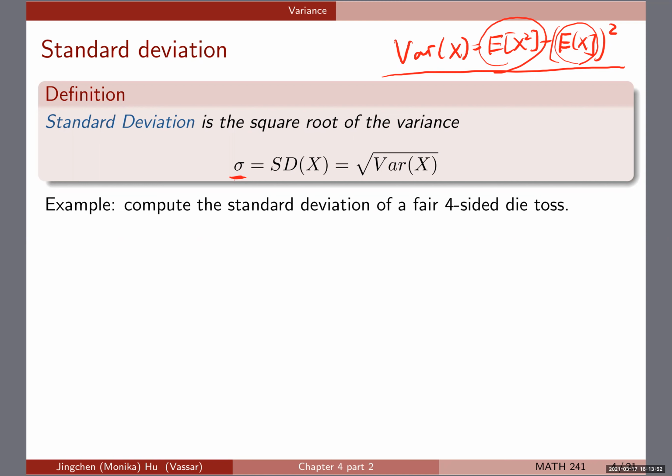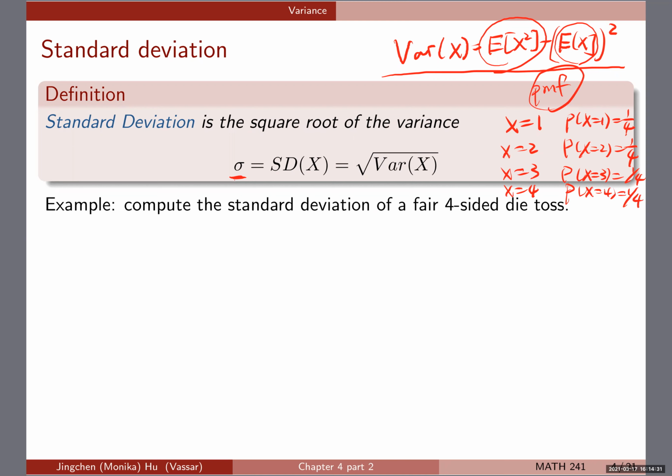So for us, just to keep in mind, we're working with a fair four-sided die toss. The PMF of this random variable is that x can take 1 with probability 1/4. X could be 2 with probability 1/4. Same goes for 3 and 4. Because it's a fair die, all of them have 1/4 as the probability. Once we have written all of this out, we know the PMF of this random variable.